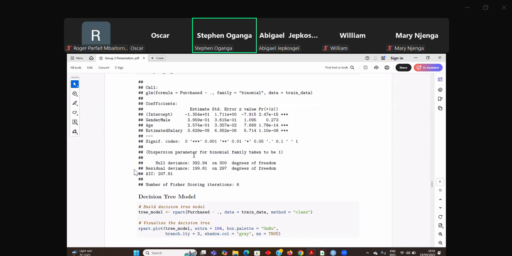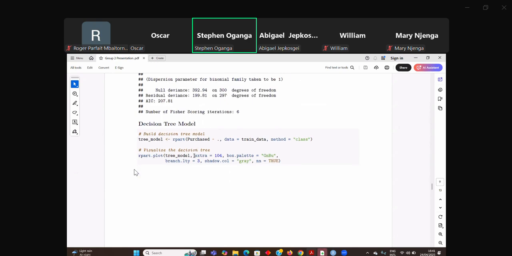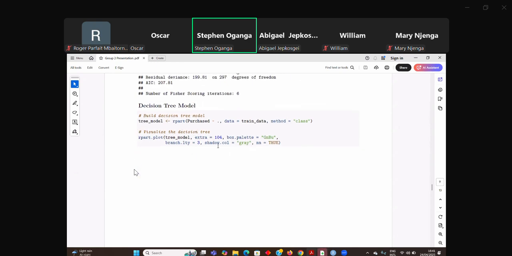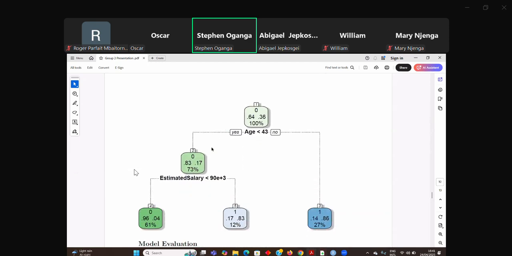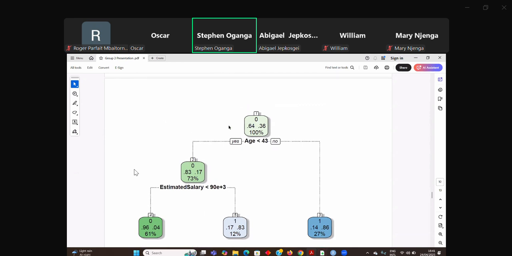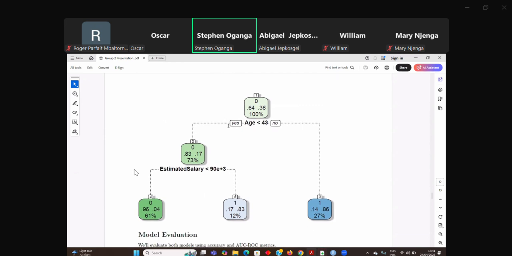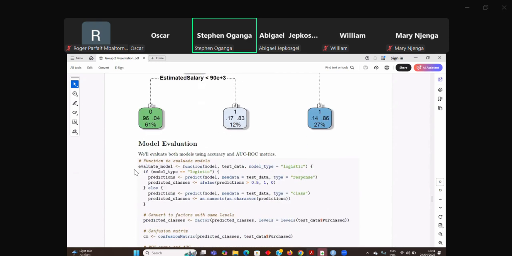And the second model that we did was the decision tree. This was the code on how to go about it. And this is a diagram showing how the decision tree was done. So we did the model evaluation.